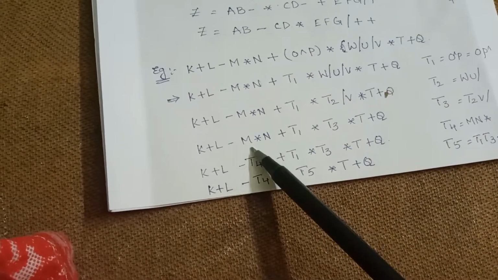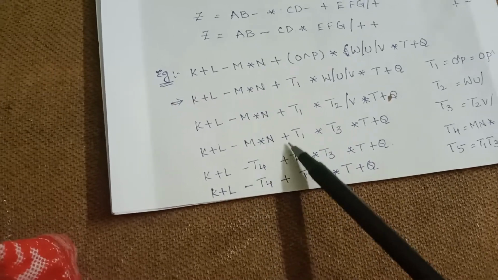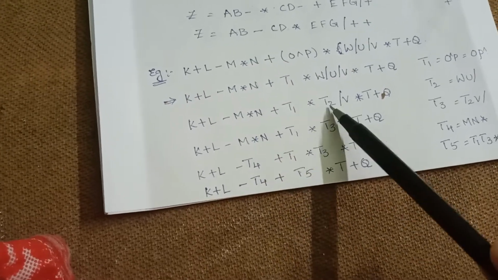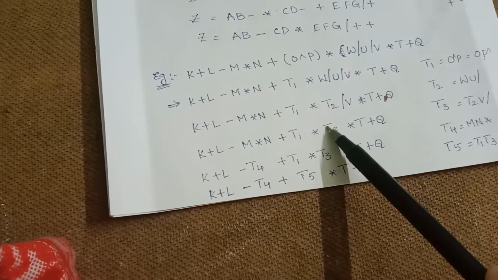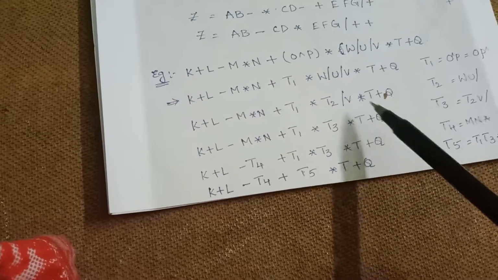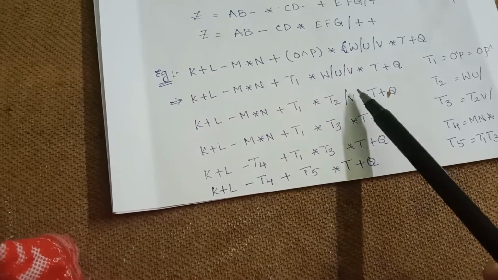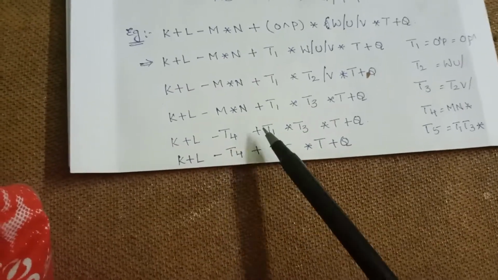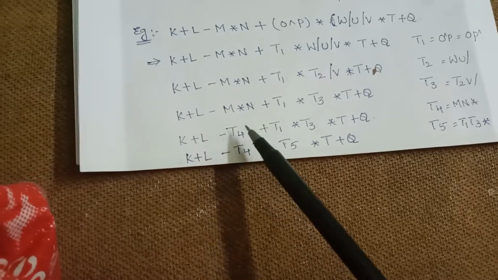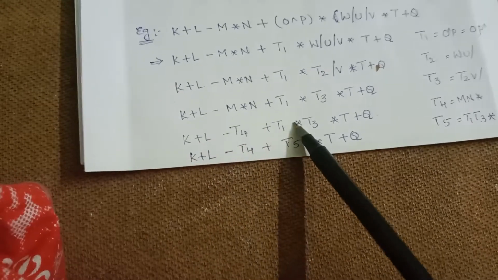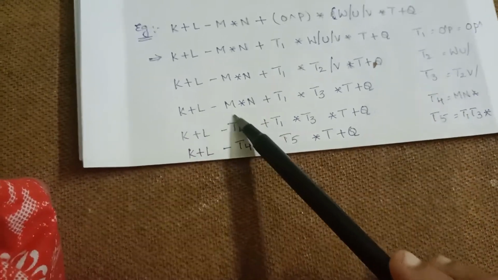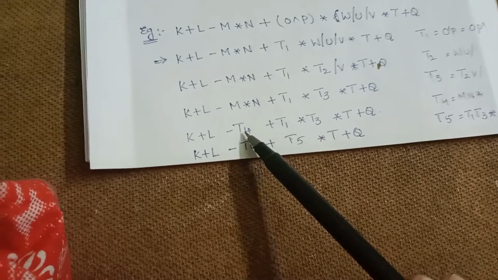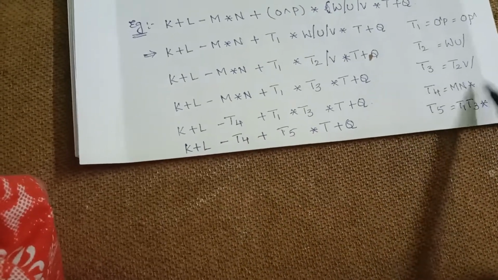So k plus l minus m star n plus t1 star. This t2 slash v, we are assigning a temporary value t3, star t plus q. So t3 is nothing but t2 v slash, so that we need to write here. And the next operator precedence is star: k plus l minus t4 plus t1 star t3 star t plus q. So here in place of this m star n, we have replaced it with t4. So t4 is nothing but m n star.